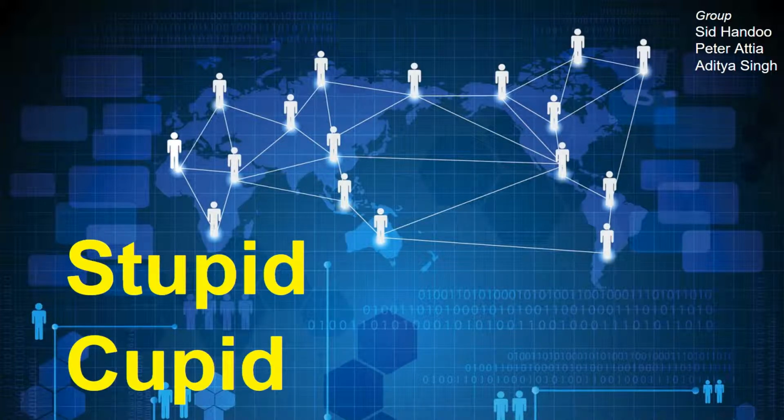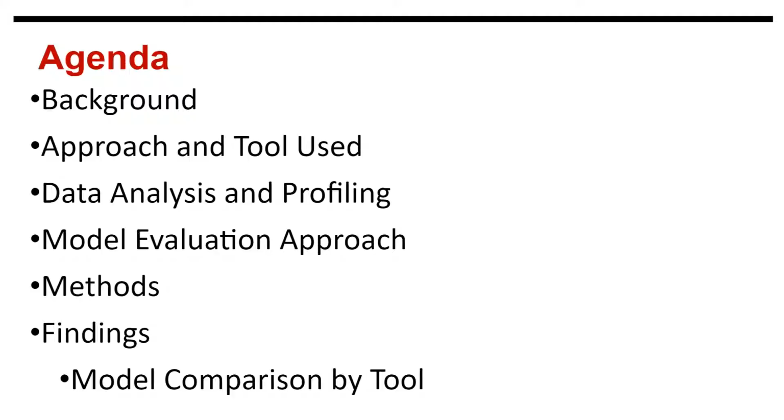Today we're going to be talking about an application called Stupid Cupid, which is a machine learning (ML) model application. To start off with, this is our agenda for today: a quick background about the data, what tools we're using, the data analytics and profiling, how we evaluated our models and how we chose them, which methods we used, our findings, and a comparison between the tools that we have used.